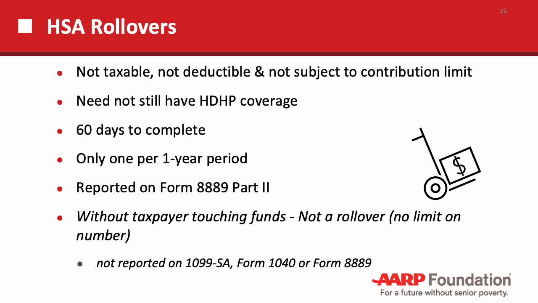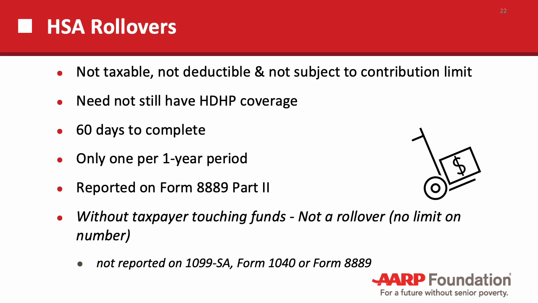It must be rolled over within 60 days of receiving the funds. Only one rollover can be executed per 1 year period. That's not calendar year. It's a 1 year period. So if it's provided to the taxpayer on June 1st, you can only do one until June 1st of the next year. HSA rollovers are reported by the taxpayer on Form 8889 in Part 2.